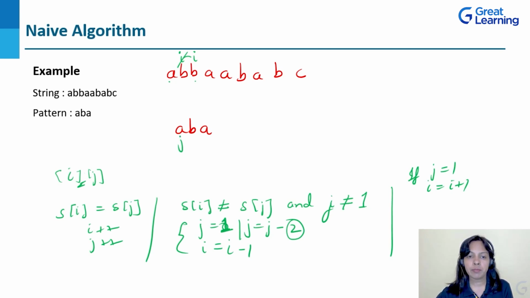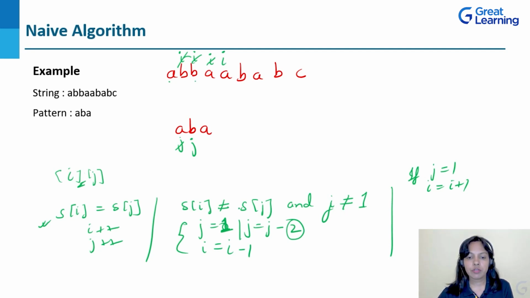So now compare b and a, i and j, right? So is b equal to a? No, right? If it is not equal now, then what you have to do? As j is already pointing at the first index, you just have to increment i. So i will be incremented here. Now compare i with j. So yeah, i and j are equal, right? So if it is equal, what we should do? Increment both. So yeah, i will be incremented to this location and j will also be incremented to this location. Now i and j will be compared. Is it equal? No, it's not equal. And j is not pointing at the first index also.